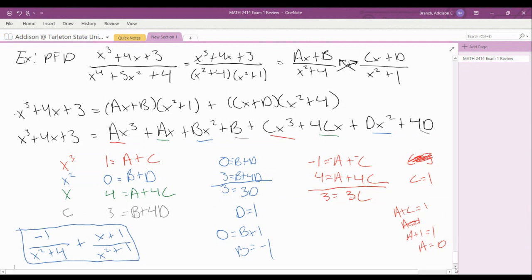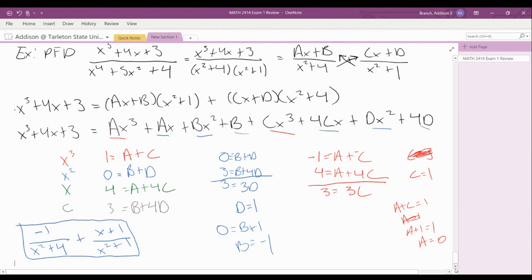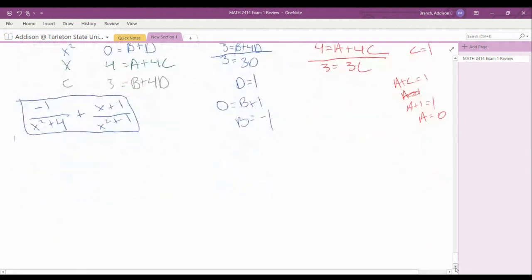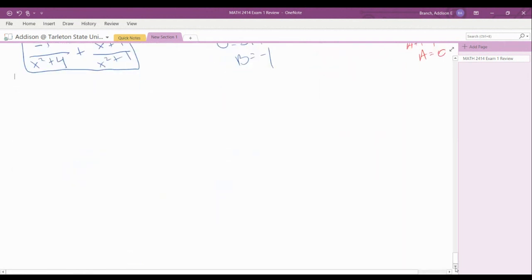So that is all I have for partial fractions. Just another thing to keep note of are our new formulas from this section. Our new formulas to look over are going to be dx over x squared plus 1 is going to be inverse tangent.